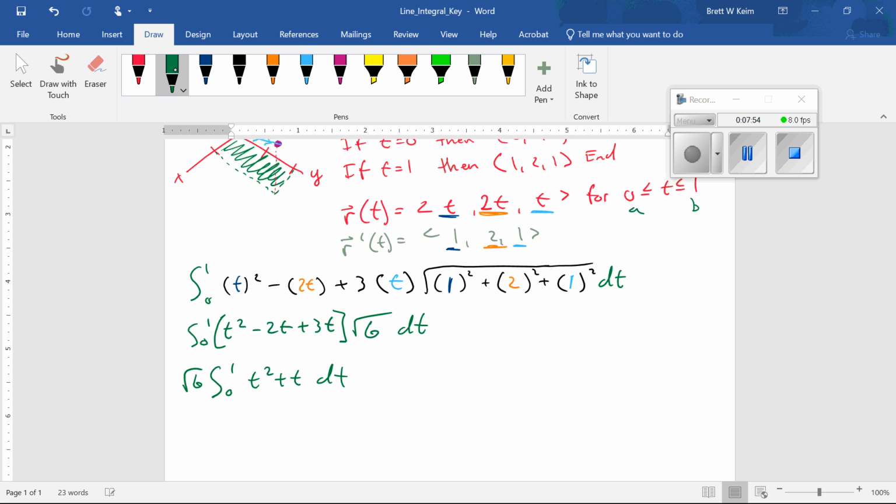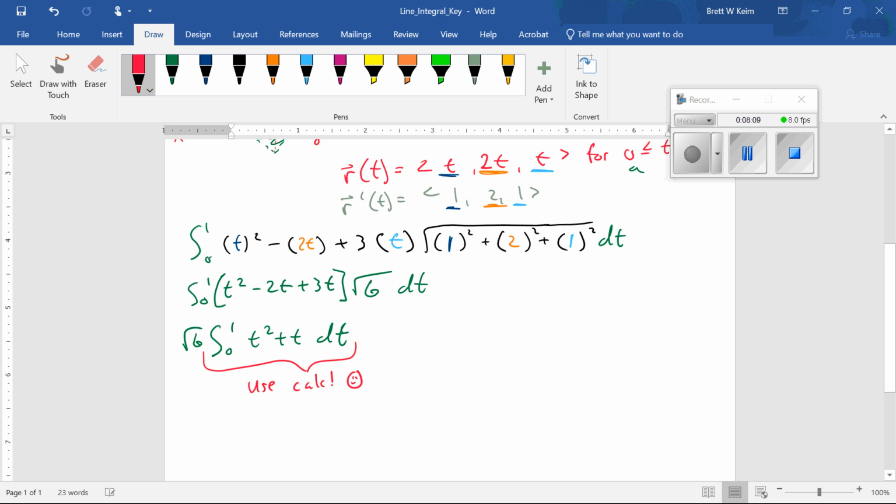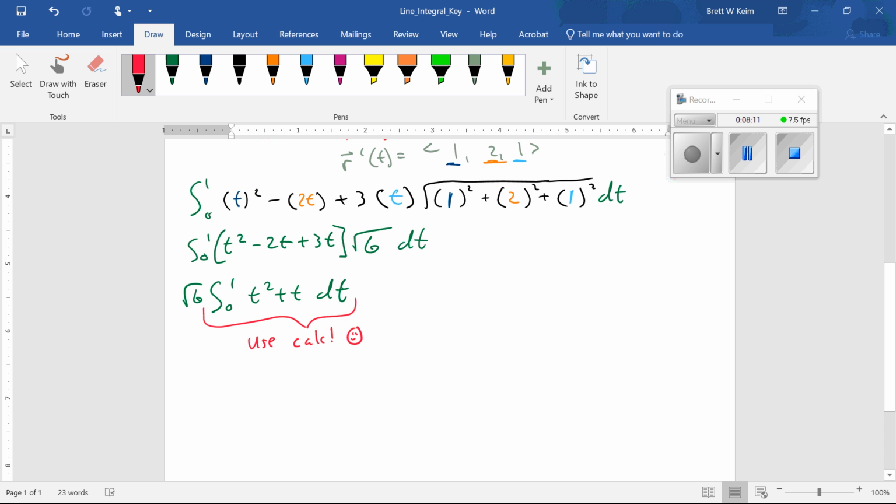And what's really slick about doing it this way, not only is there only one variable here, which makes the hand calculations very easy, here we could use our calculator, right? And that'd make it super easy because it's a finite integral. Of course, we can do this by hand too. This is just 1/3 t cubed plus 1/2 t squared, evaluated from 0 to 1. Do not forget your square root of 6.